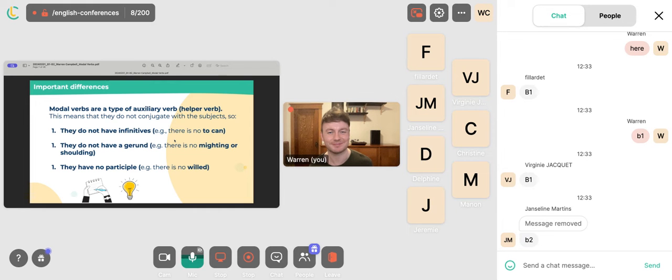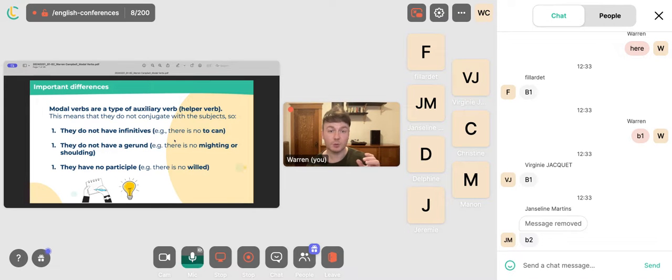Special features. Modal verbs are a type of auxiliary verb, as we've discussed. This means that they do not conjugate with the subjects. Modal verbs do not have infinitives, meaning that we do not use to before a modal verb.